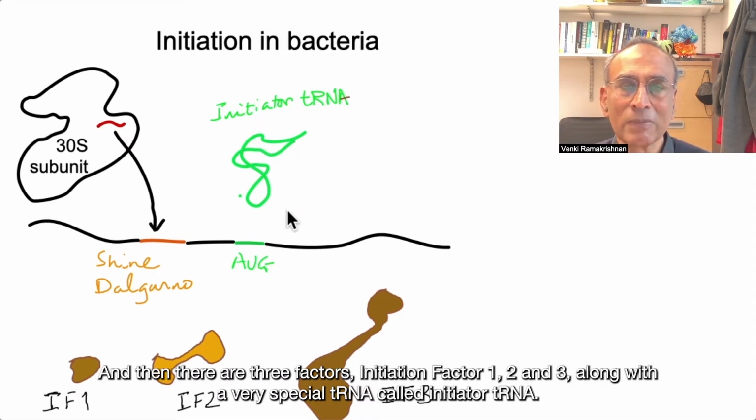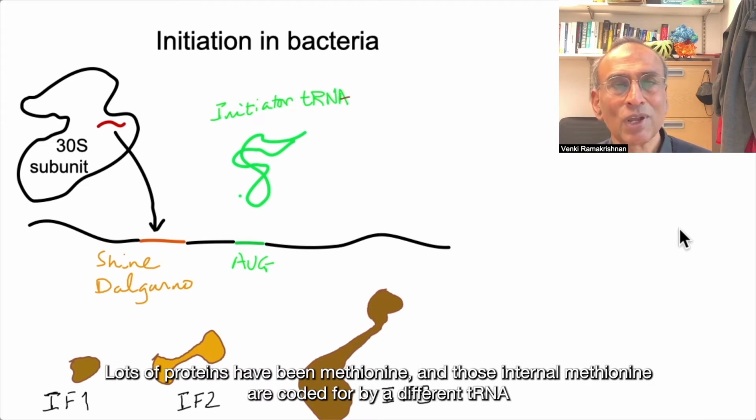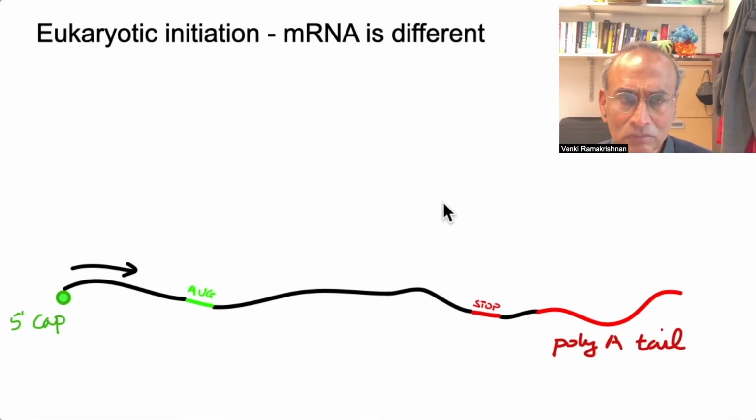Remember, this codes for methionine, but there are also methionines inside the protein. Lots of proteins have methionine. And those internal methionines are coded for by a different tRNA compared to the first AUG codon, for which you have a special initiator tRNA.